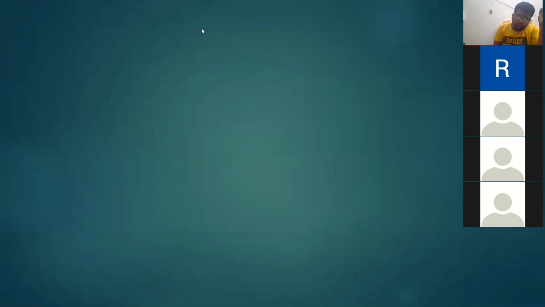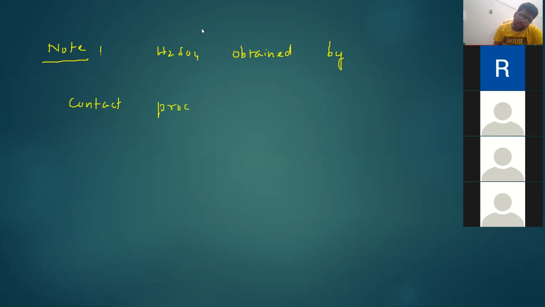Okay. Write a note in this contact process. H2SO4 obtained by contact process is 96 to 98% pure. Okay, so these are the manufacturing of H2SO4 by contact process.